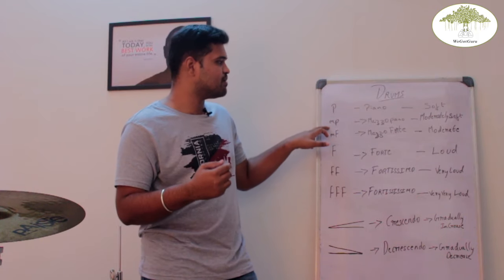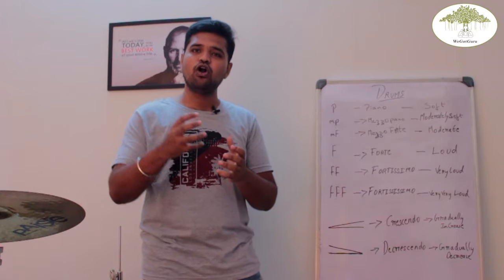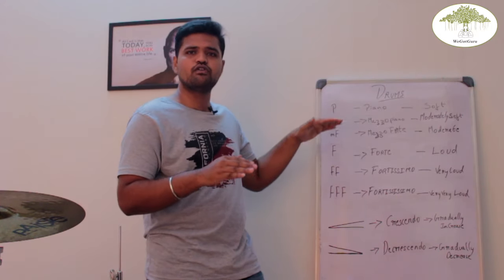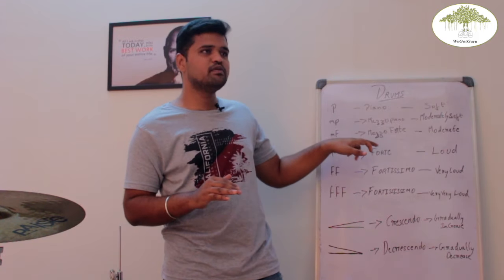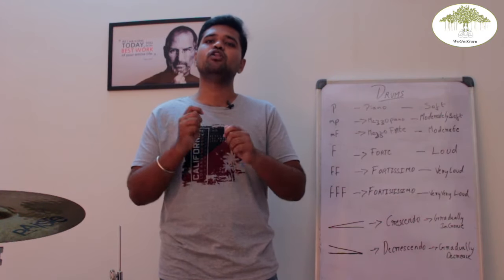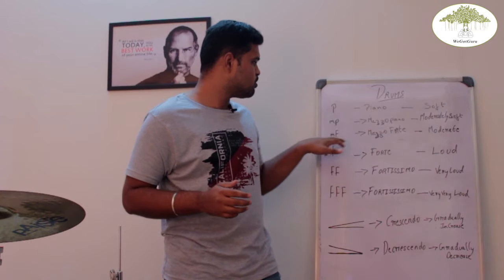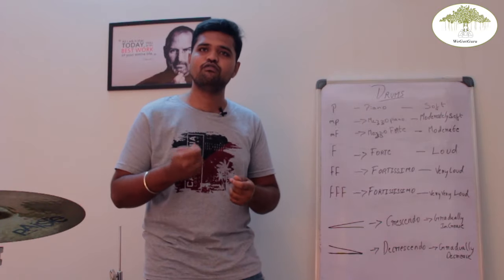The next dynamic is MP. MP means mezzo piano, which means moderately soft. It is moderate compared to soft. It's not too soft, but it is soft. And MF means mezzo forte, which means moderate. The force of our hands will be normal, like how we play normally. So when the dynamic is MF, we have to play normally with our own force.